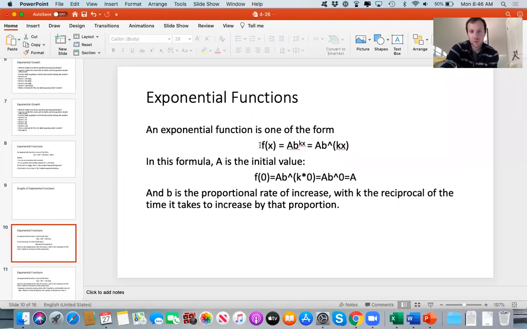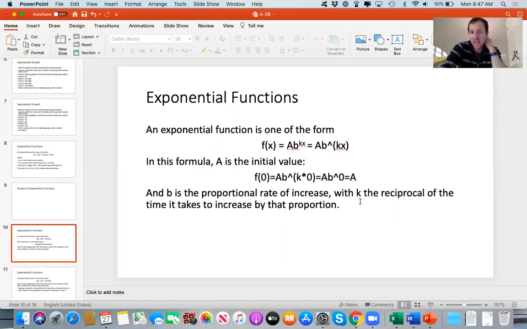If you put 0 into this formula, you have A times B raised to the K times 0. So this X becomes a 0. Then the whole exponent is 0, and anything raised to the 0 is 1. So the whole exponential part, when you put in 0, just becomes 1. So all you're left with is the A. This is one thing we want to keep in mind if we want to come up with a formula. If at some point we're told what the initial amount is, that is exactly the A that we're going to use in this formula.